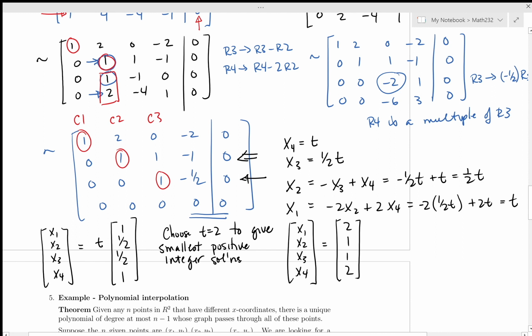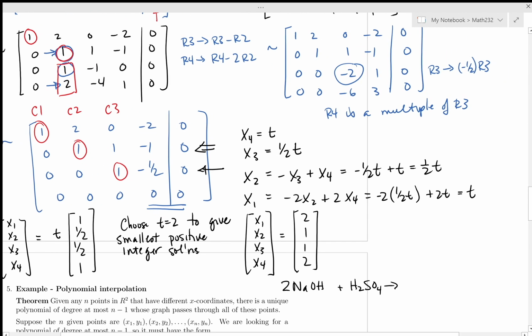I then now use these values, x1 is 2, x2 is 1, x3 is 1, x4 is 2, and that gives me the balanced equation that I was looking for from the outset. So I see that 2 NaOH plus 1 times H2SO4 balances with 1 times Na2SO4 plus 2 times H2O. And then what you can do is make sure that you have the same number of hydrogens on both sides, same number of oxygens on both sides, like that, and make sure that your solution is correct.